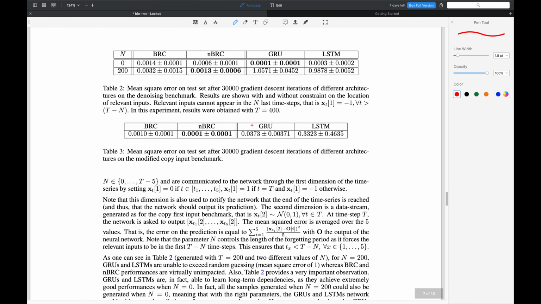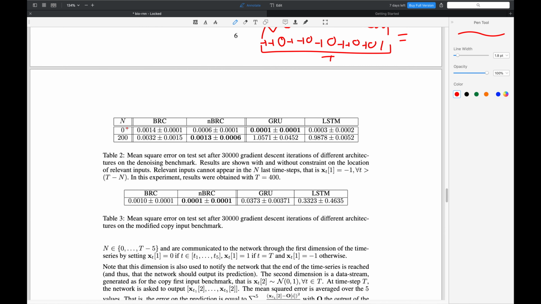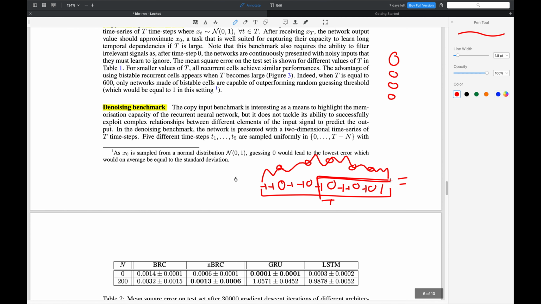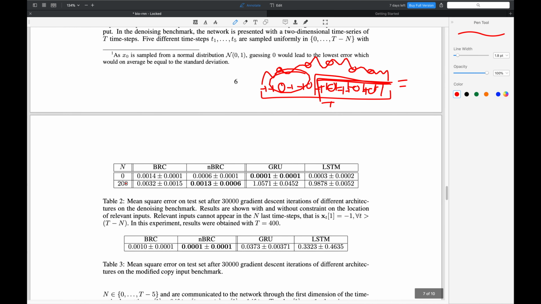So let's look at the performance. Oh, and by the way, this n term determines how much of this state we want to set to -1. Basically, if n is 200, then 200 inputs from the last part can't be selected as the random 5 different time steps. This makes the task harder, because the network will have to learn to ignore these most recent time steps and only focus on the early time steps, which is hard for GRUs or LSTMs to do. So basically, bigger n means a harder problem and requires more memory.